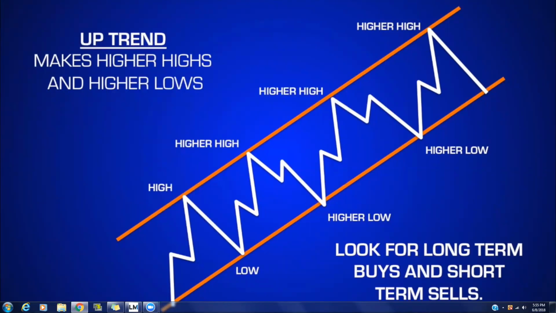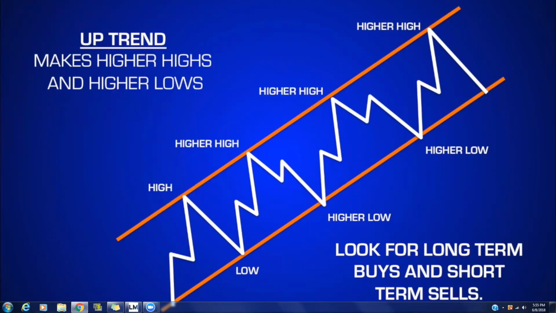And then one low is higher than the last low, which is higher than the last low. So how would you want to trade on an uptrend? You would want to look for long-term buys and short-term sells. What do I mean when I say long-term buys? That means obviously this trend is overall going upward. So your best bet is to get into good buying positions.